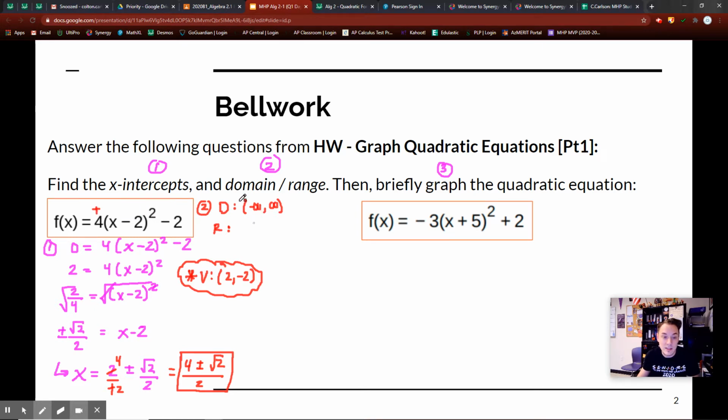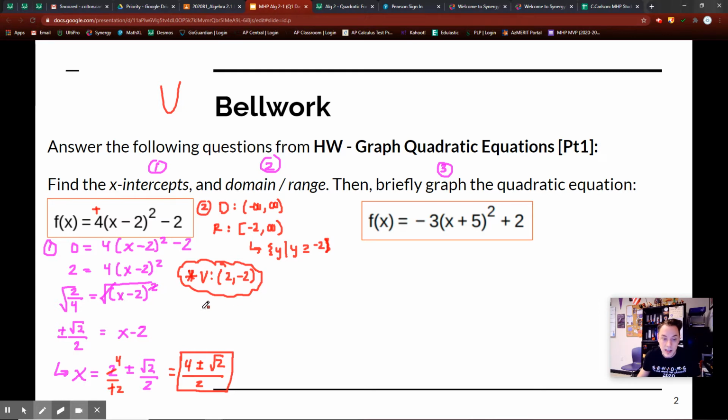So if that's a positive, that means it looks like this. It goes up, right? So if it goes up, then we can say it starts at -2, and then it goes up to infinity. And that's going to be my range. If I wanted it in set notation, it's the set of all y such that y is greater than or equal to -2.